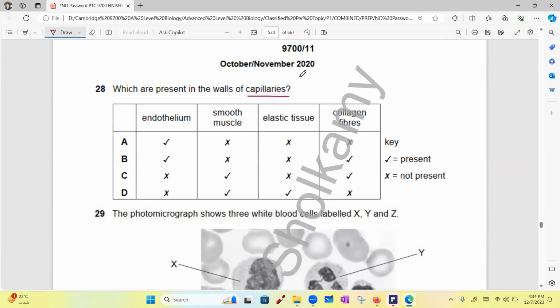Now this question is easy also. Yassine, tell me. What is present in the wall of the capillary? Endothelium? Definitely. Okay, so I will choose A or B. Will I choose C or D? No. So let's remove those so that I have less options to choose from. What else is present in the wall of capillaries? Is anything else present? No, just a single layer of endothelial cells. So Endothelium, that's A. Yeah, it's very easy.